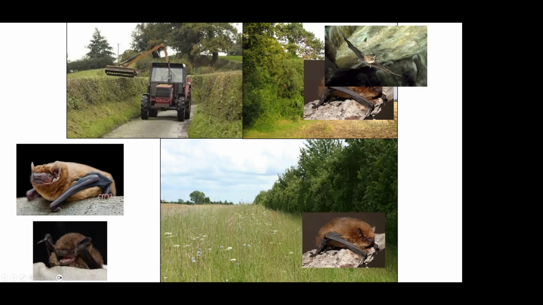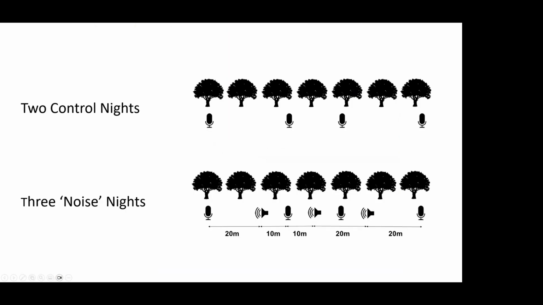Another element is looking at barriers to bats. We know, say, with greater horseshoe bats and lesser horseshoe bats, that light fixtures have a huge impact on species movement. One area that hasn't really been looked at before was the impact of traffic noise on bat activity. So we designed an experiment where we played traffic noise out of speakers.